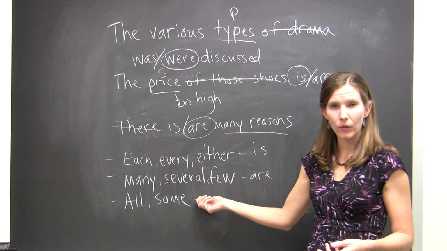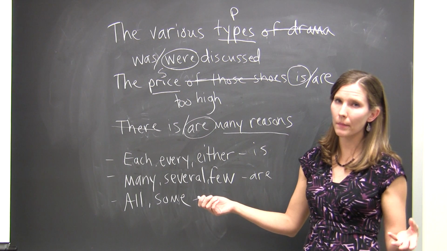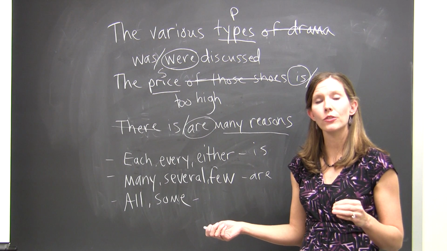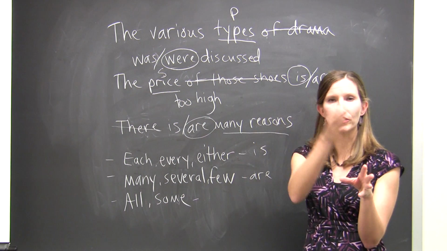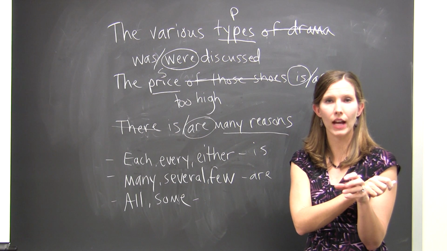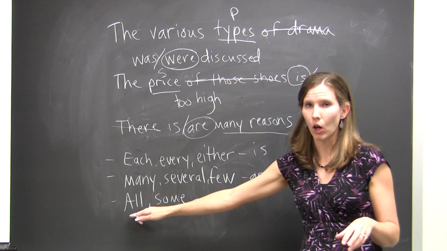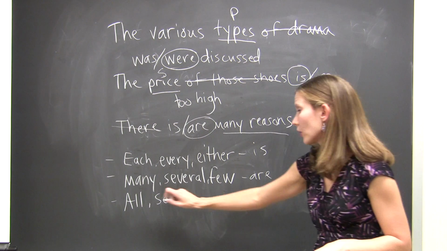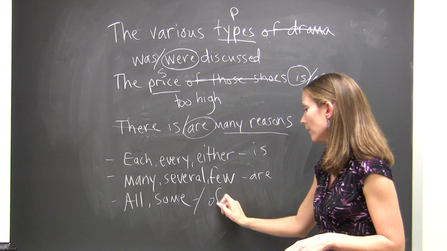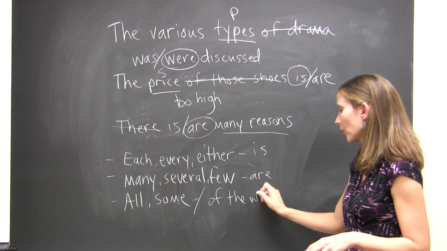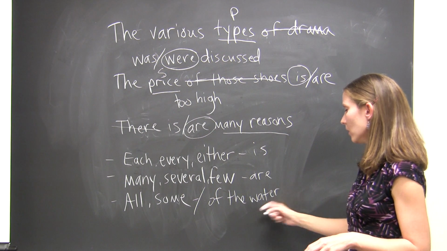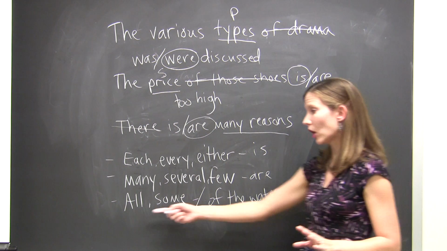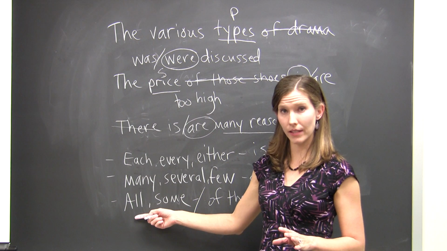Finally, some indefinite pronouns are sometimes singular and sometimes plural. And these are very tricky. What you need to do with these words is look at what they're describing to determine if they are in fact singular or plural. So for example, all or some. So if I had all of the water or some of the water. Water is singular, so that makes all or some, in this case, singular.